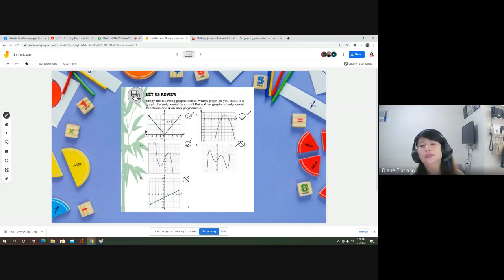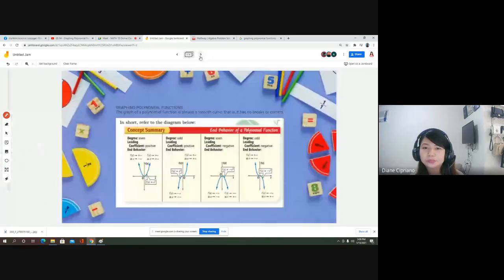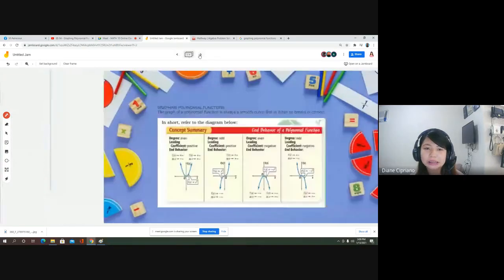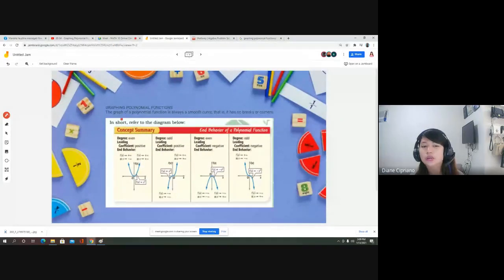So, let's check if it is correct. For our slide number 3, graphing polynomial functions: the graph of a polynomial function is always a smooth curve and it has no breaks or corners. Again, the graph of polynomial functions is always a smooth curve. When we say smooth curve, it has no break and no corners.